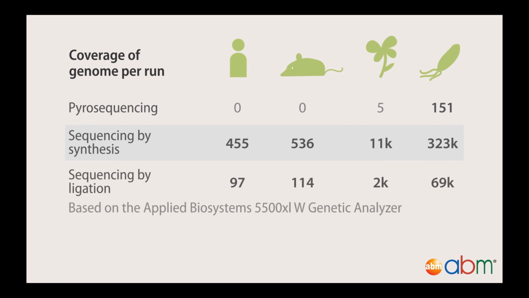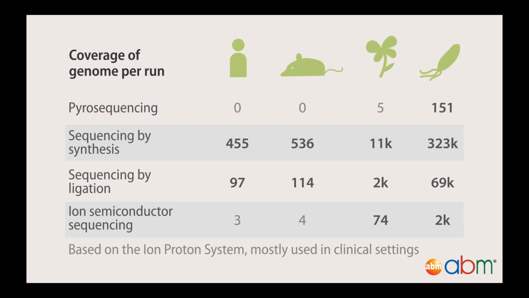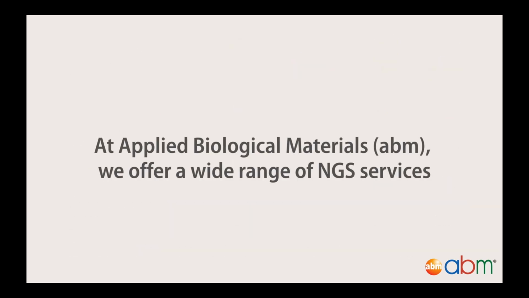The sequencing by ligation method also generates enough coverage for all genomes to be used. However, it isn't capable of generating nearly as much output as the Illumina HiSeq machines. The Ion Proton machine is used mostly in clinical settings because it is able to provide a sufficient size output within 2 hours.